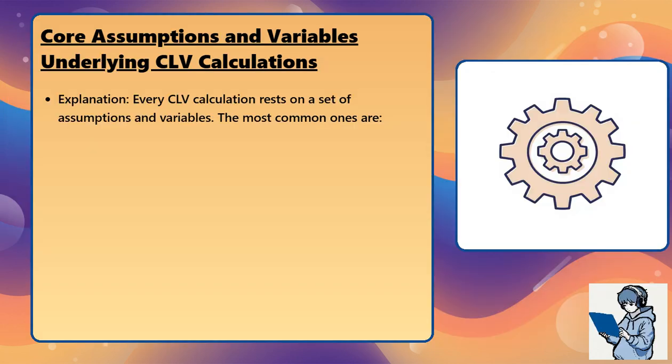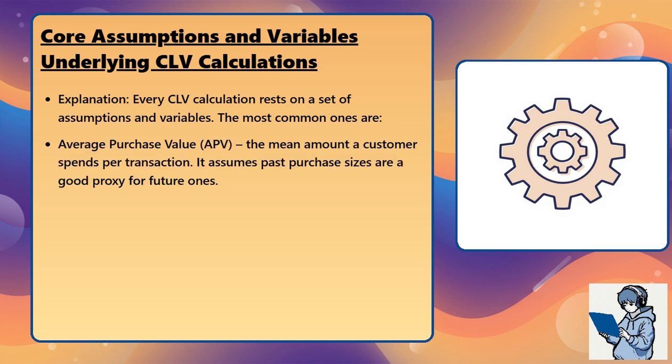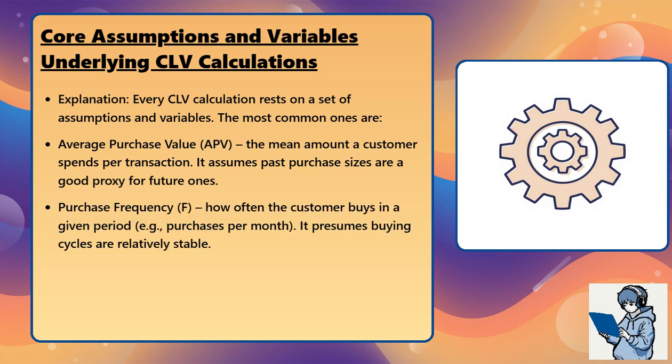Explanation: every CLV calculation rests on a set of assumptions and variables. The most common ones are average purchase value, abbreviated APV, the mean amount a customer spends per transaction. It assumes past purchase sizes are a good proxy for future ones. Purchase frequency, abbreviated F, how often the customer buys in a given period, for example purchases per month. It presumes buying cycles are relatively stable.